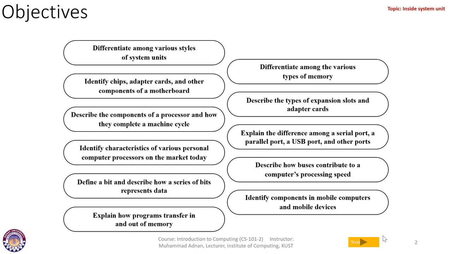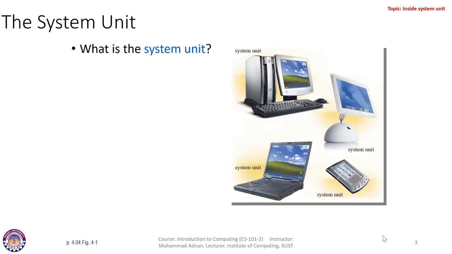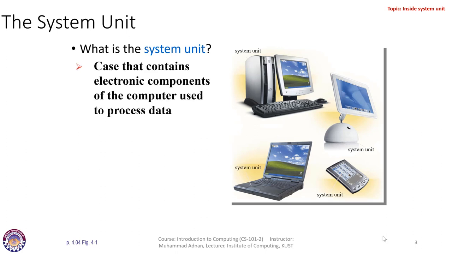So with that, let us formally start today's lecture. So what is a system unit? A system unit is in fact the main unit, or you can say the case, that contains the electronic components of a computer used to process data. In a typical desktop computer system, you can see that this is a system unit. This contains important electronic components that can be the processor, RAM, expansion slots, power supply, different types of chips, ROM memory, CDs, ports, etc.